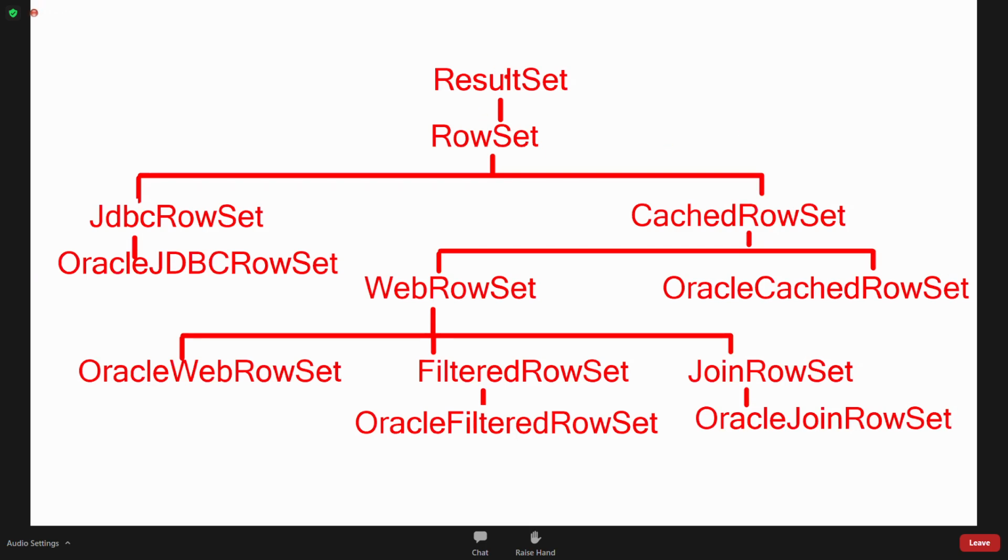At the top of the hierarchy, ResultSet is there. ResultSet is inherited in RowSet. RowSet is inherited in JdbcRowSet and CachedRowSet. From CachedRowSet, WebRowSet. From WebRowSet, FilteredRowSet and JoinRowSet. These are classes where Oracle is there, no? Where Oracle is not there, those are interfaces. Interfaces and classes, the complete hierarchy is given.